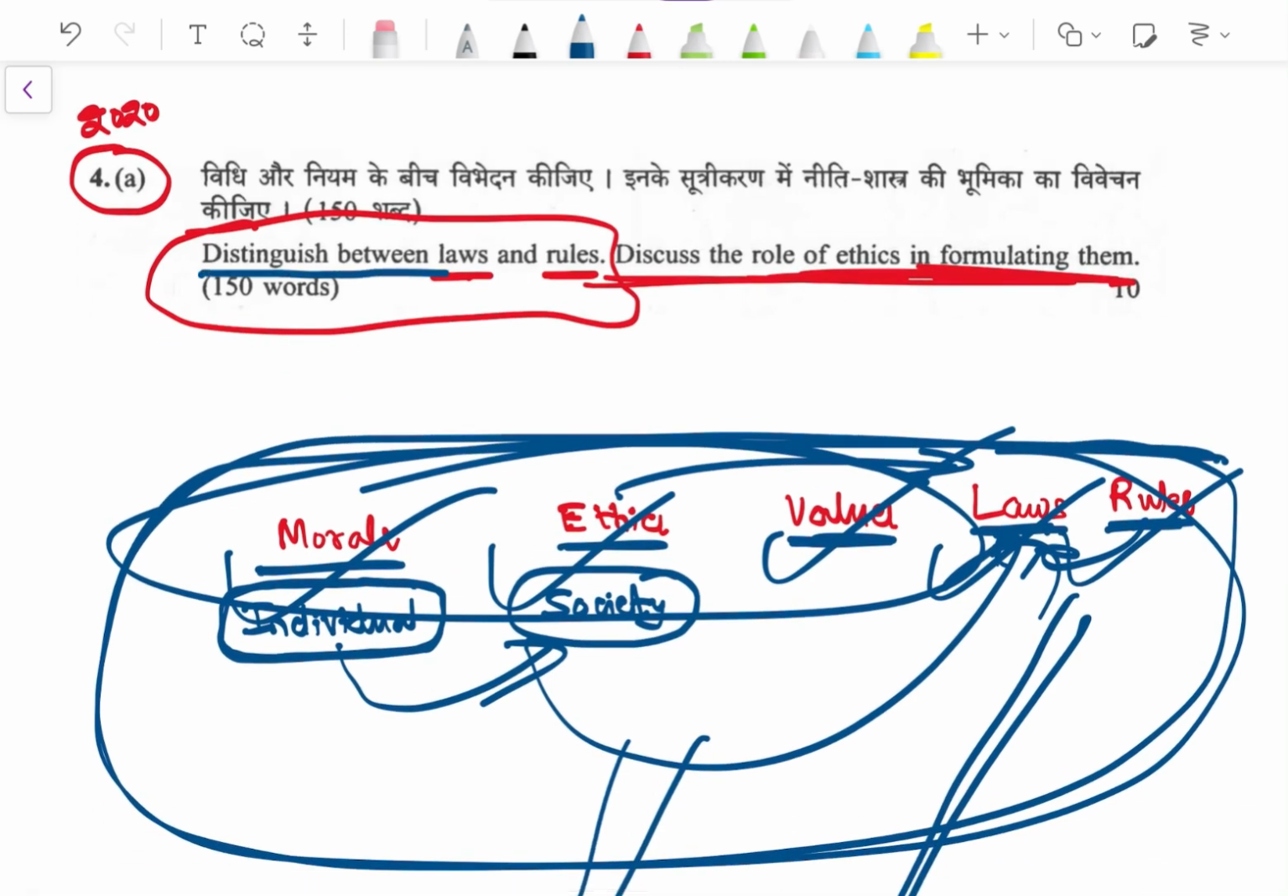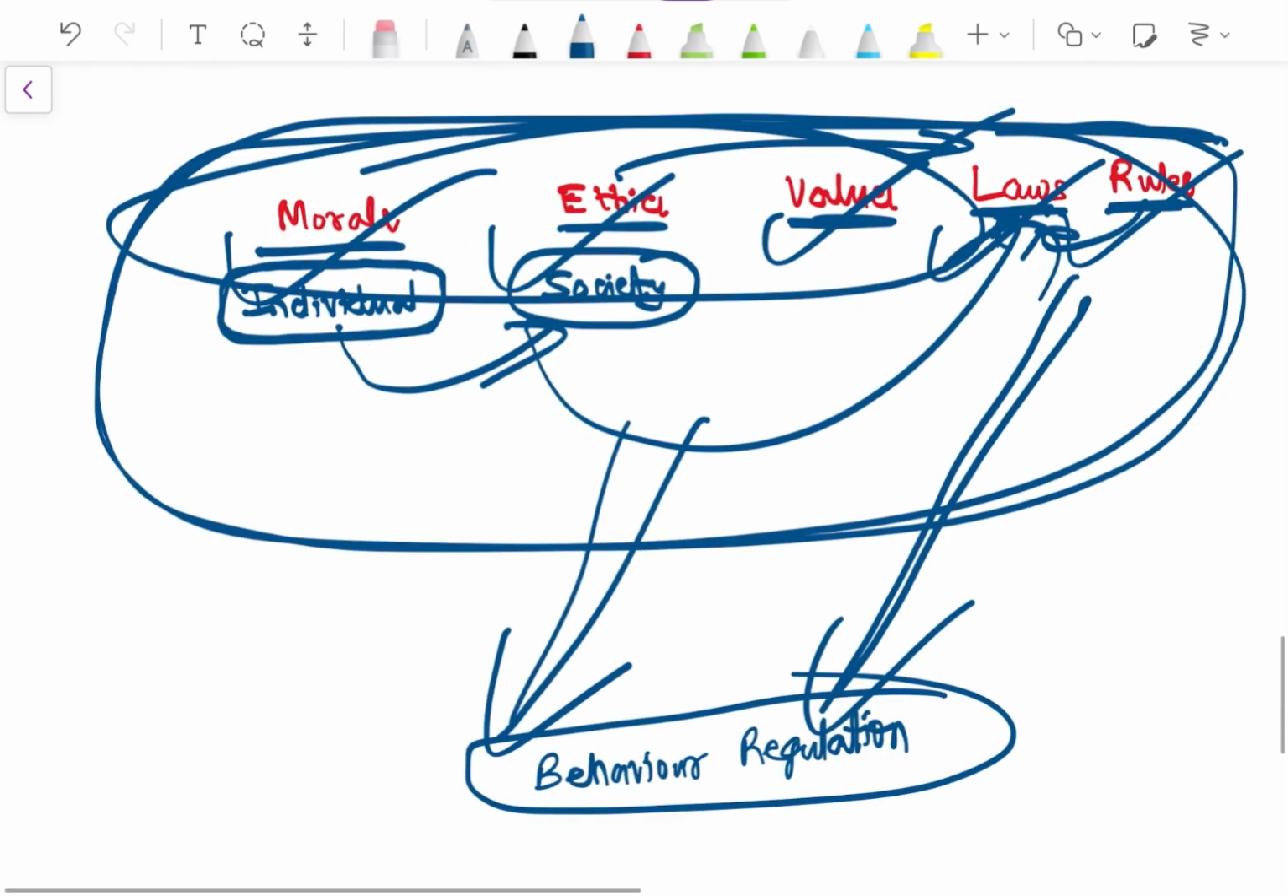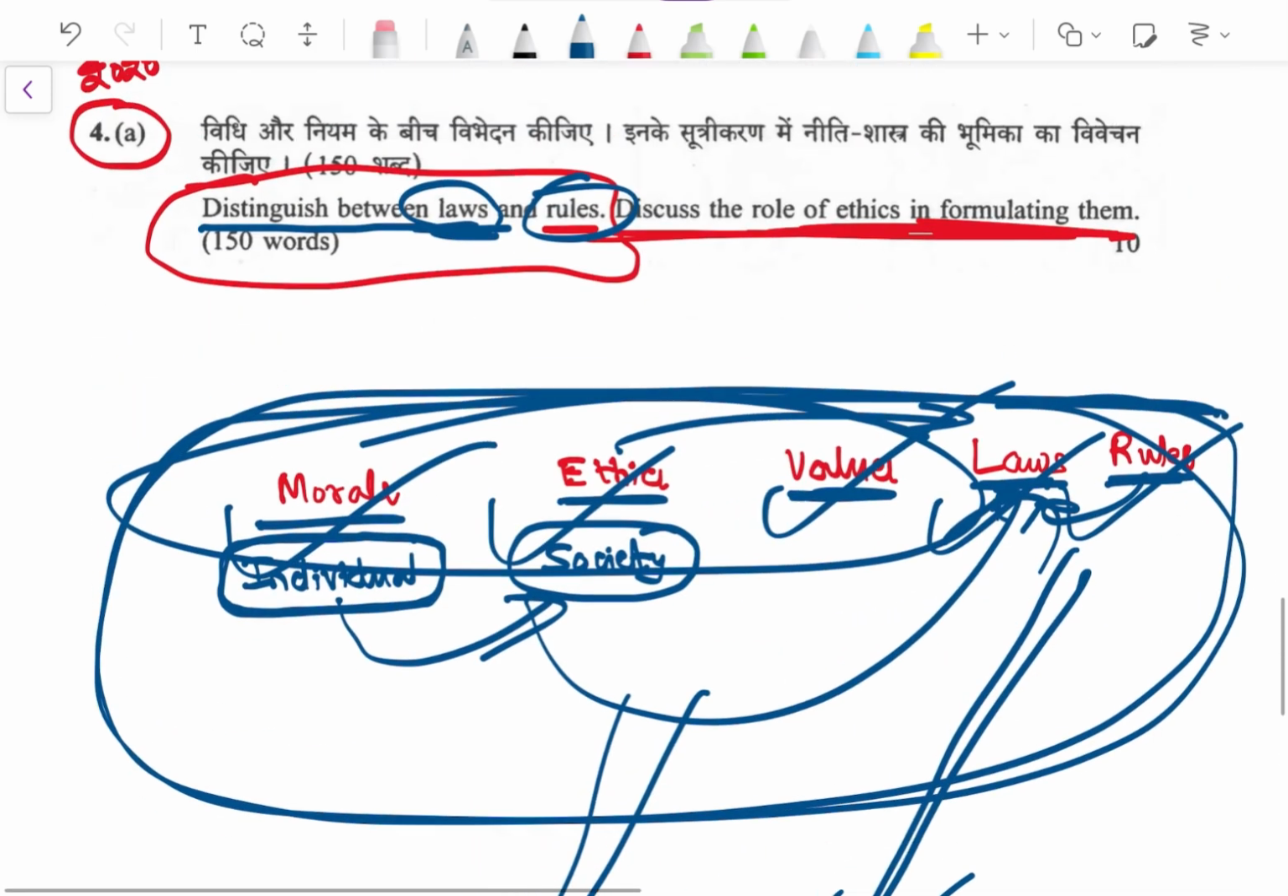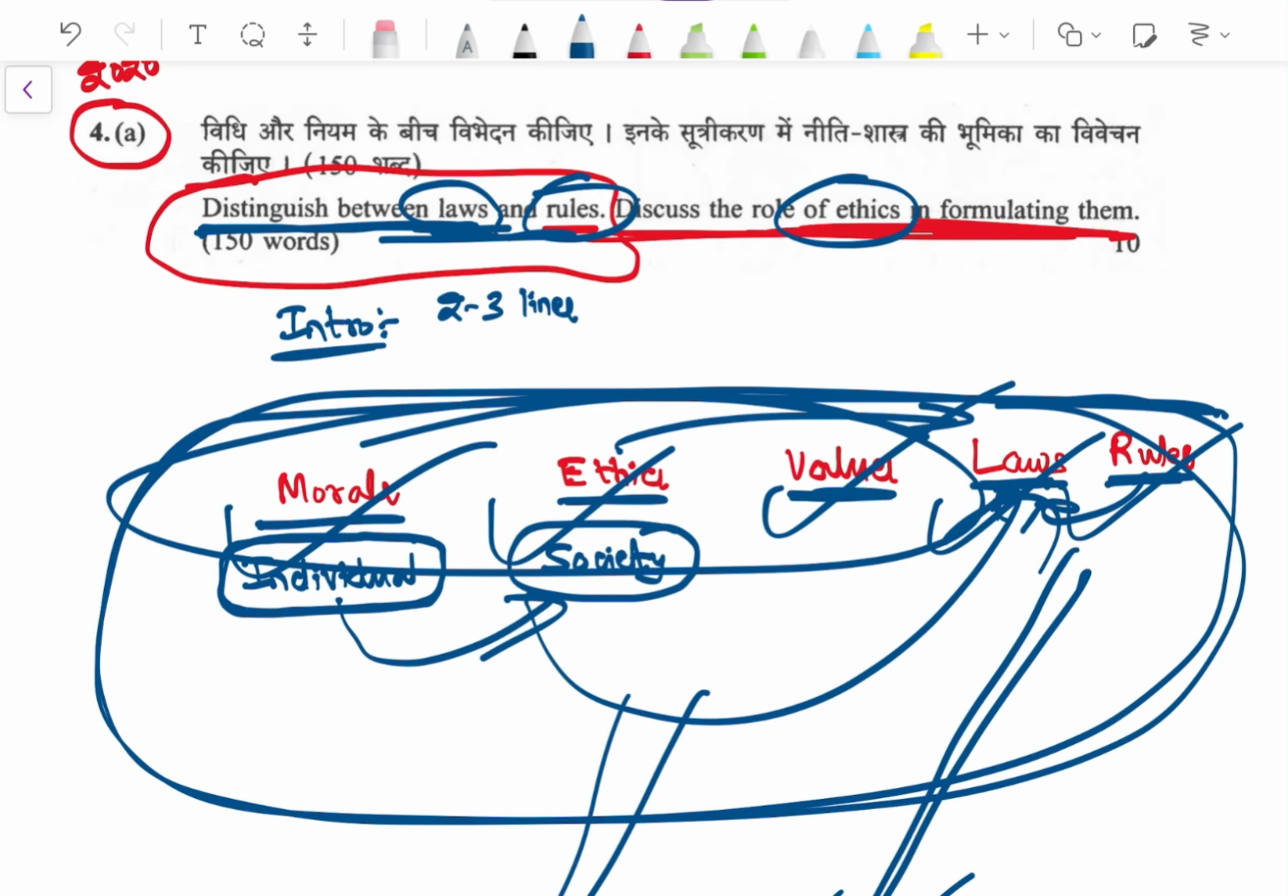So now let's discuss this question. That is, distinguish between laws and rules. See how to write. So simply, see, in this question there is no need for an introduction also. You can simply write, or if you want to write an introduction, you can write 2 to 3 lines. See, laws and rules ethics से related हैं. So laws and rules are derived from minimum ethical standards of the society. This can be your introduction.